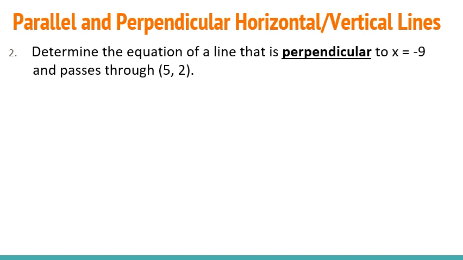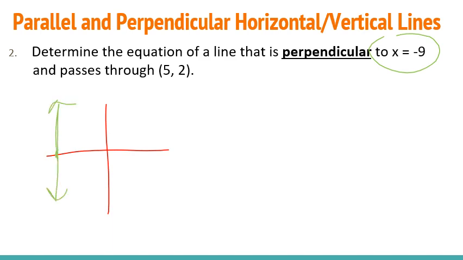Okay, what if they want now a perpendicular line that also passes through 5, 2? So let's do the same thing. Let's make our little sketch. So here's our sketch. X equals -9, so I'm at -9 on the x-axis, and then everything that goes through -9. And now 5, 2, estimating is somewhere around here, right? 5, 2.